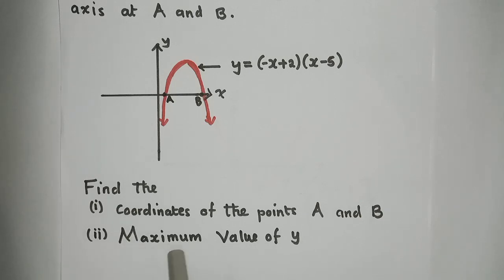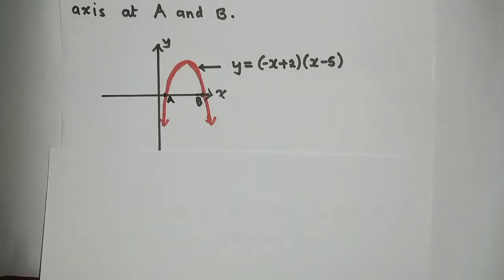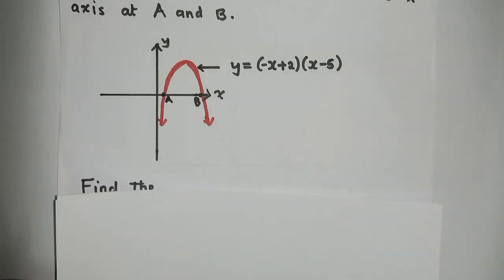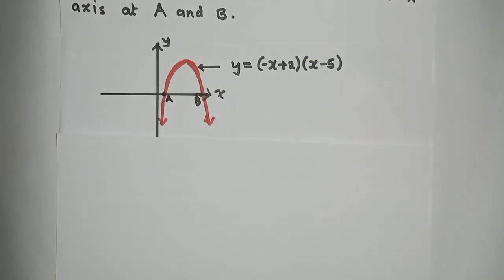Question 2, maximum value of y. So we'll start with question 1 there. Question 1 here is very simple. They want us to find the coordinates of the points A and B. So how do we find the coordinates of these two points? A is over here and B is here.